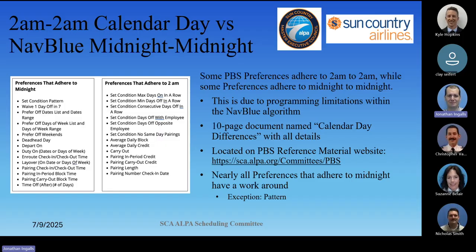It's worth your time if that 2 a.m. to 2 a.m. is a very big deal to you. I think to a lot of pilots here, it's not going to matter because pairing length matches. So a turn is still a turn, a 2-day is still a 2-day. But if you get nitty-gritty into the system, by all means, go in there and read it. Questions, anyone?